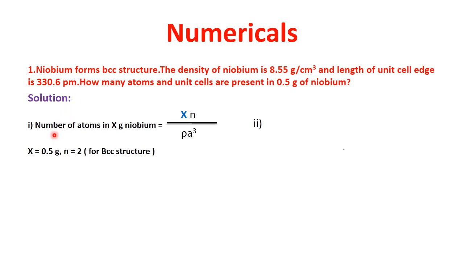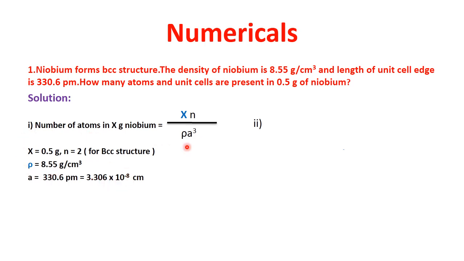Here X is the mass of niobium, which is equal to 0.5 gram. n is the number of particles, which is equal to 2. Rho is the density of niobium, which is equal to 8.55 gram per centimeter cube. a is the length of unit cell, which is equal to 330.6 picometer. Picometer is converted into centimeter, and therefore it becomes 3.306 into 10 raised to minus 8.